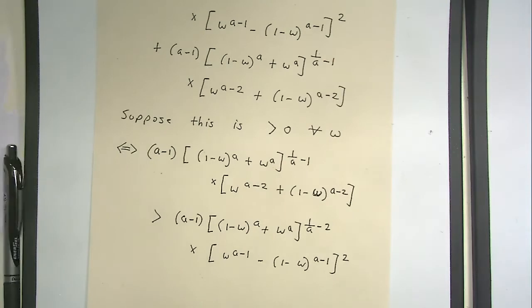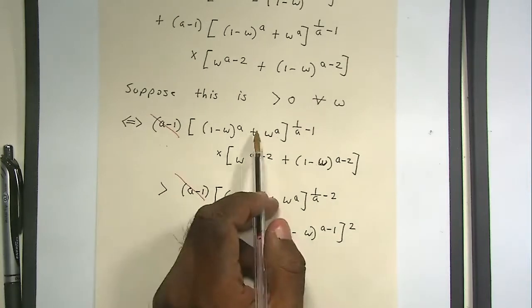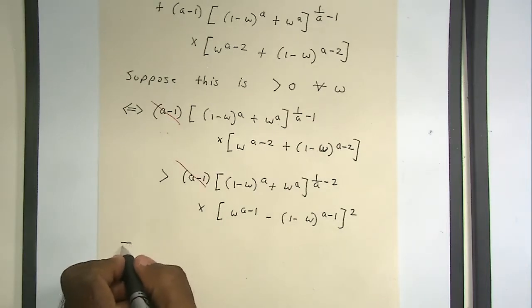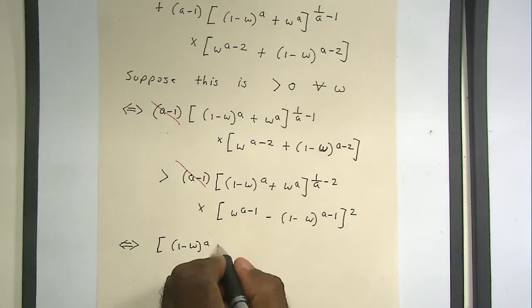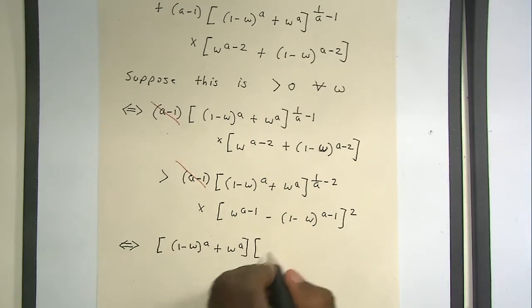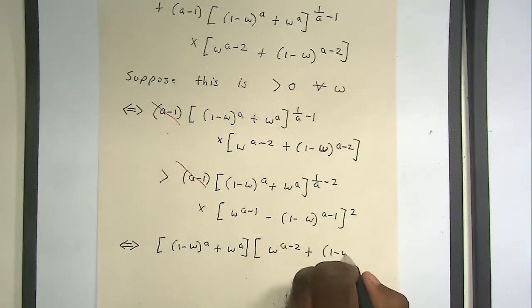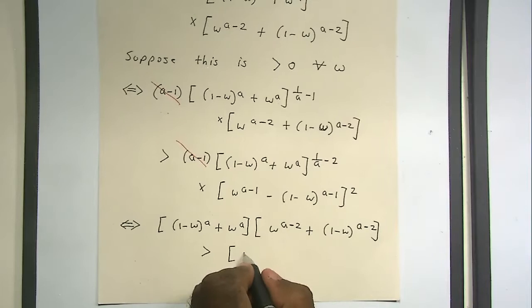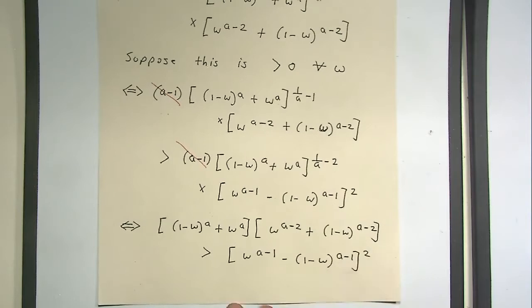Now a few things will cancel. So now if you divide, a minus 1 and a minus 1 will cancel, right? And also you can divide this into this. You can divide this into this. So this would become like this. Correct me if I'm wrong. This would become like this.